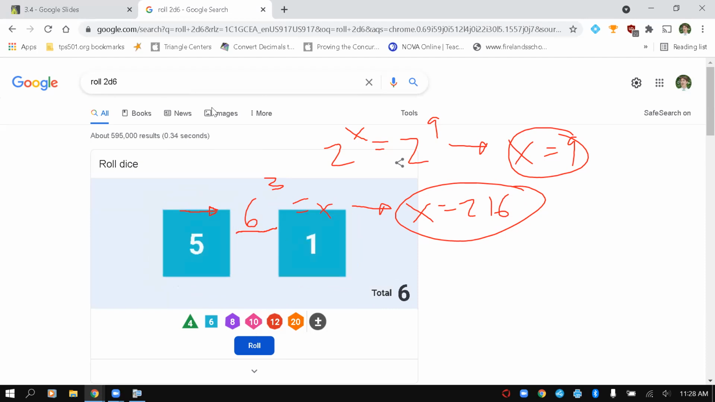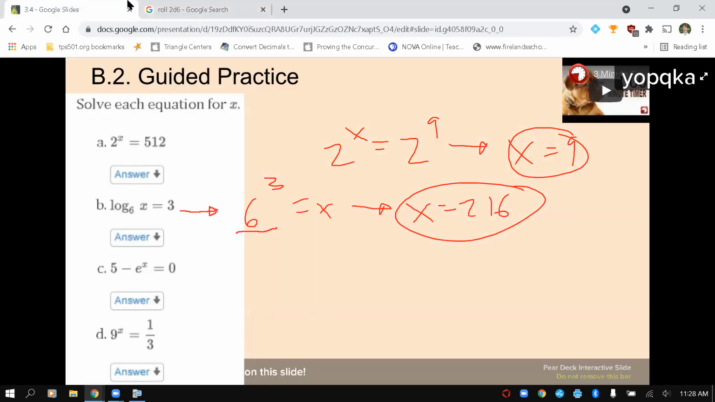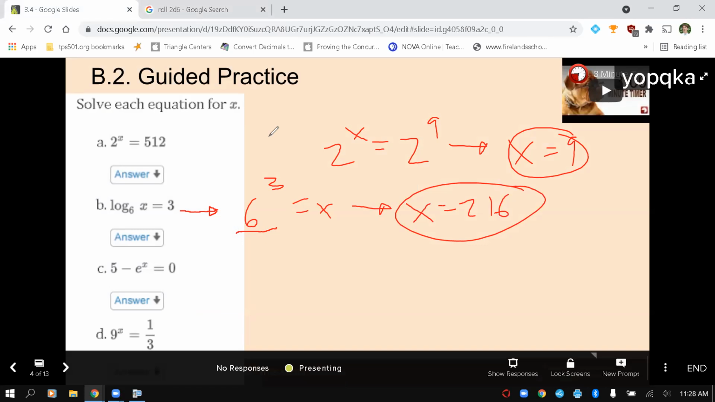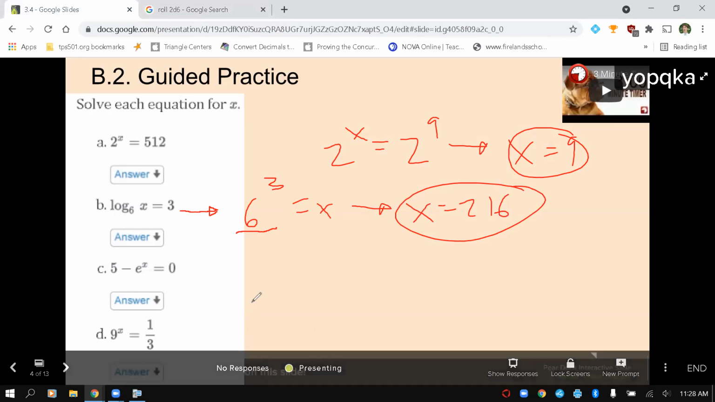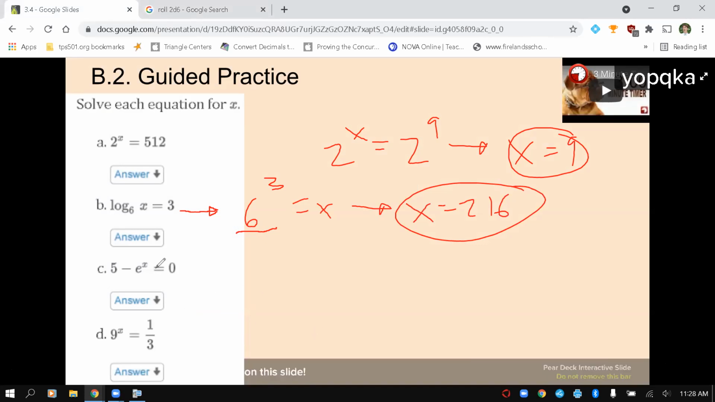5-1. Kyle. That's you. All right, what should we do? So I gave you a hint, with the blanks that I had to erase because I have to share screen. What's the first thing I should do here? Yeah, we want to move the e to the x to the other side. So you get 5 is equal to e to the x. And now what?